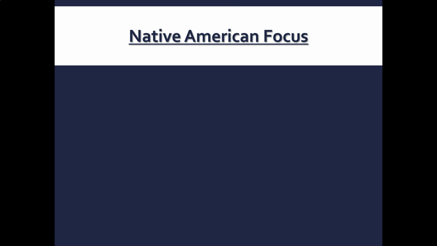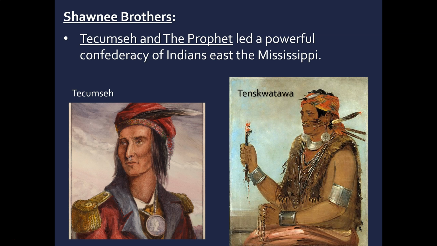All right, so we've done the European thing. Now let's do the Native American focus. So the next topic is going to involve two guys. One is named Tecumseh. The other is named Tenskwatawa, better known as the Prophet. And these were brothers from the Shawnee tribe.